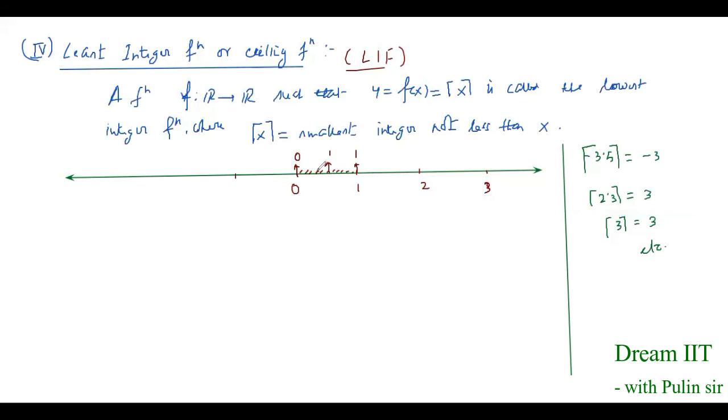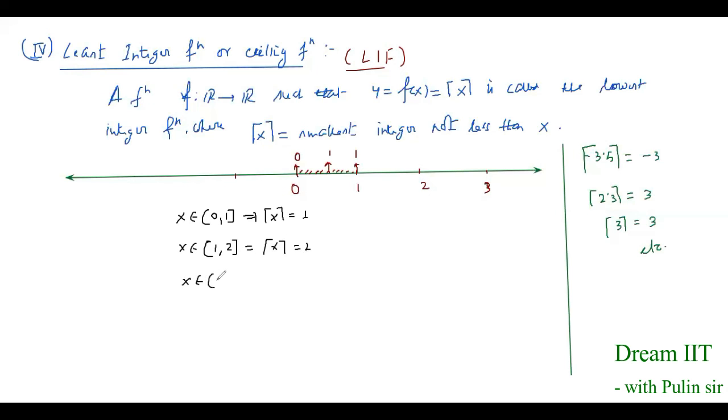So the category has been divided like this: 0 is not included, this time 1 will be included. So what idea does this give us? I'll just categorize it. x belongs to (0,1] implies the value of this function is 1. x belongs to (1,2] implies the value of this function is 2.